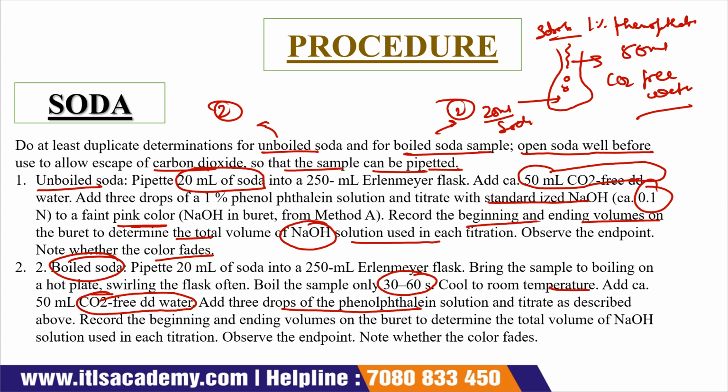And the same way, we measure the end point, and the end point is the faint pink color. Now we record the beginning and ending volume, and with the help of this we determine the volume of NaOH used during the titration, and observe the end point and note whether the color fades. So this is about the soda.